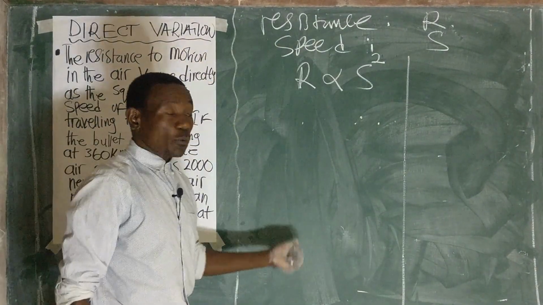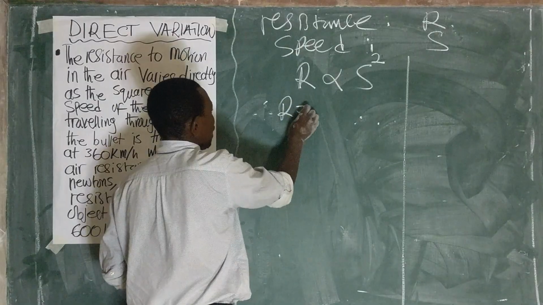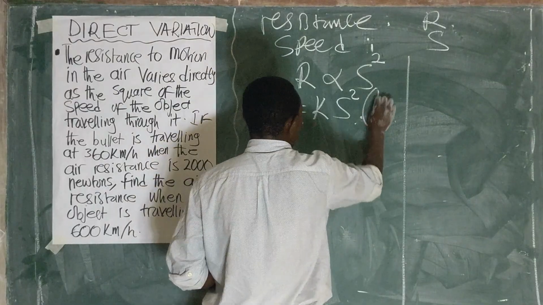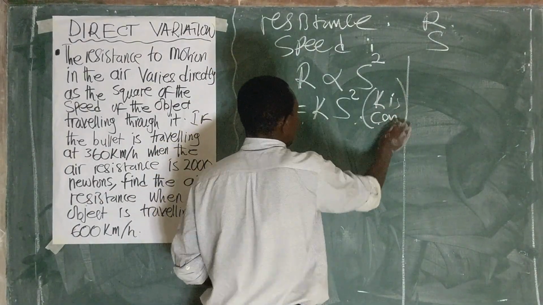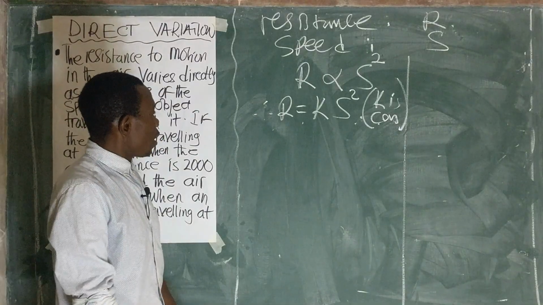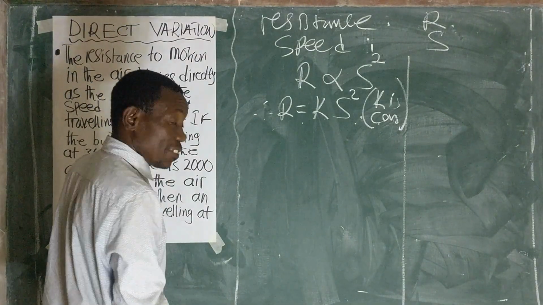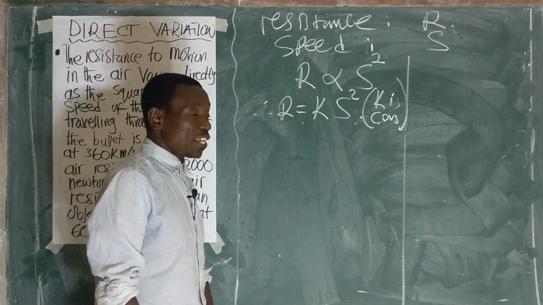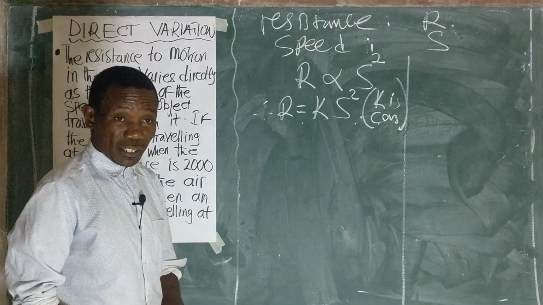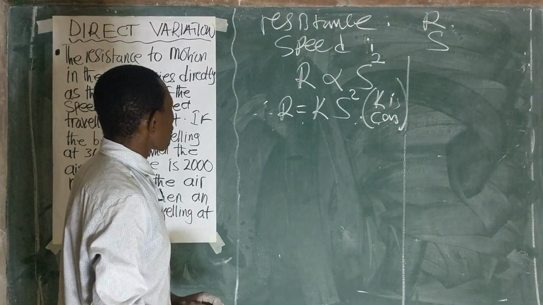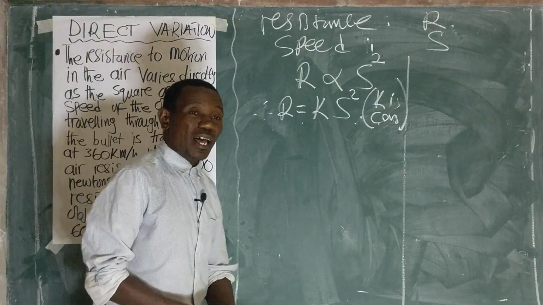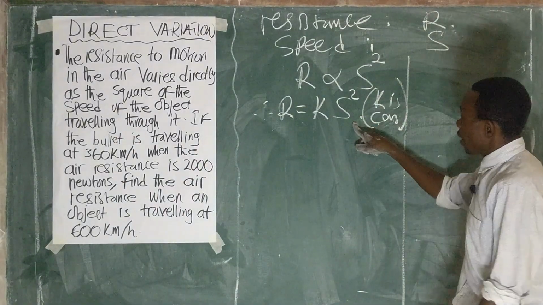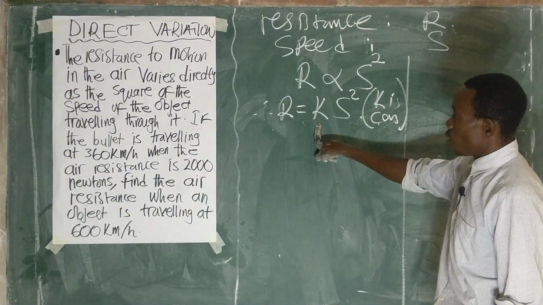First, bring down the proportionality equation. Therefore R is equal to a constant K multiplied by S squared, where K is the constant. We would like to find the value of the resistance when the speed is 600 kilometers per hour. So first, let us find the value of the constant, associating the variables R and S. You check the value of R; if R and S are given, then K can be found.